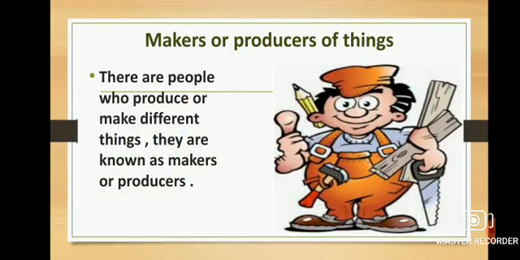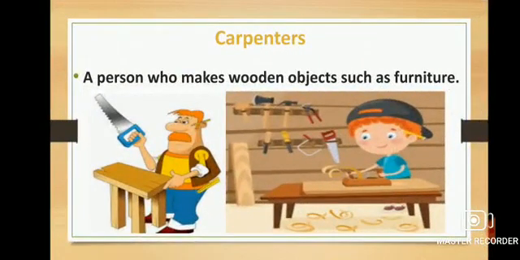Now the next category is makers or producers of things. There are people who produce or make different things. They are known as makers or producers. The first one is carpenters.